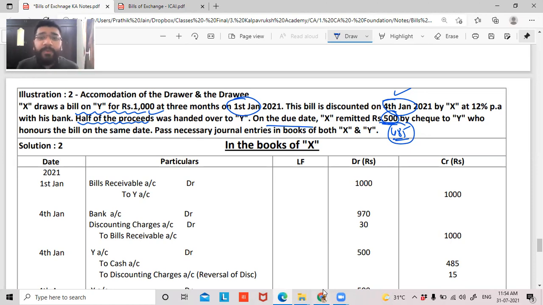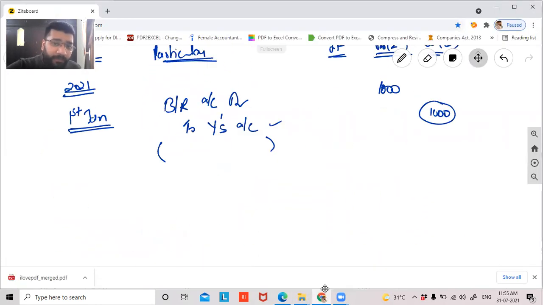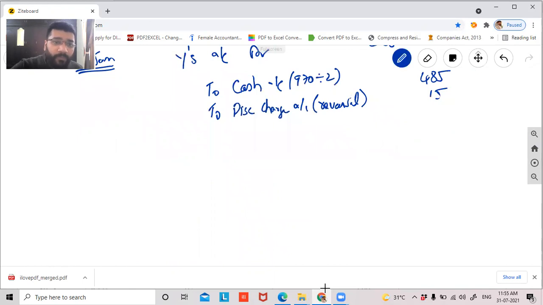On the due date, guys, please tell me what will be the due date? 4th April. We have to be very careful, guys. 4th Jan is the discounting date, so don't take that into consideration. The date of issuing the bill is 1st Jan. So issue date plus 3 months plus 3 grace days, you'll get 4th of April. So on 4th of April, guys, you need to understand the sequence in which it is happening, because the journal entries will be recorded in the sequence of the events that have been happening.